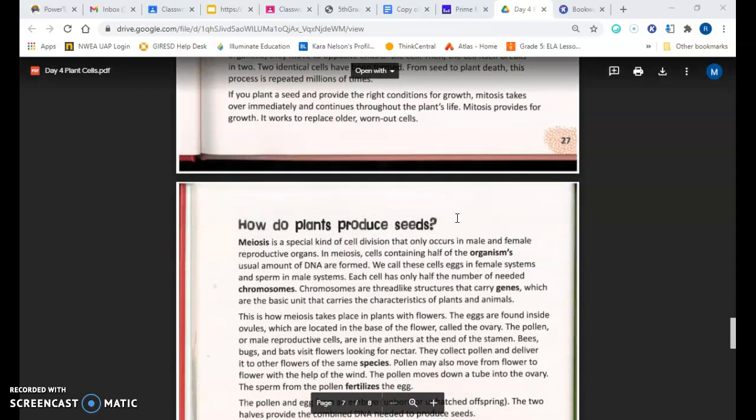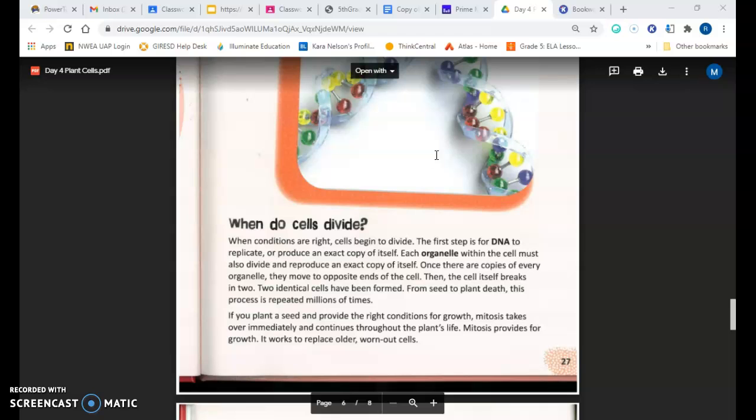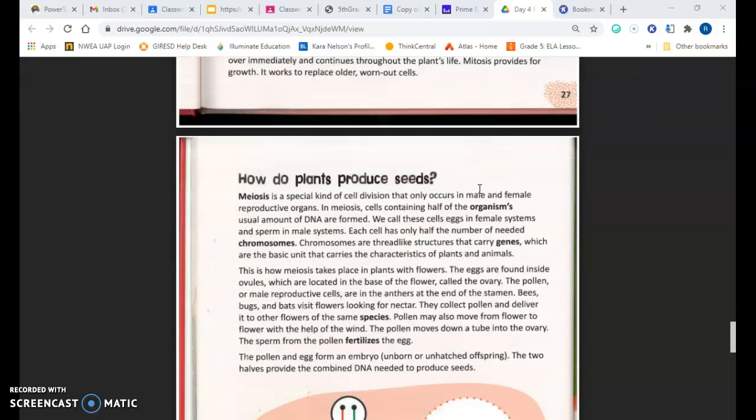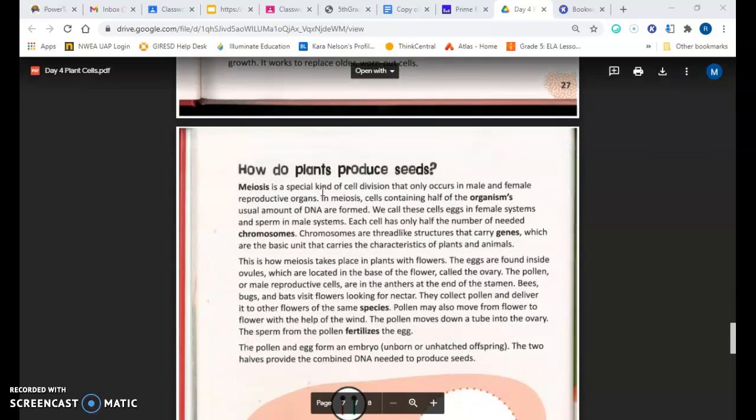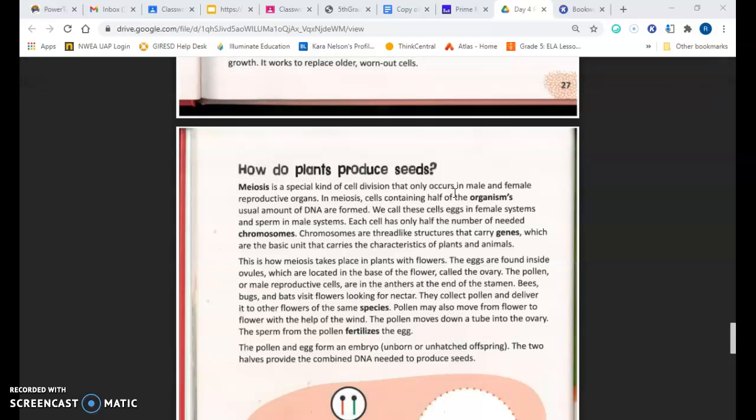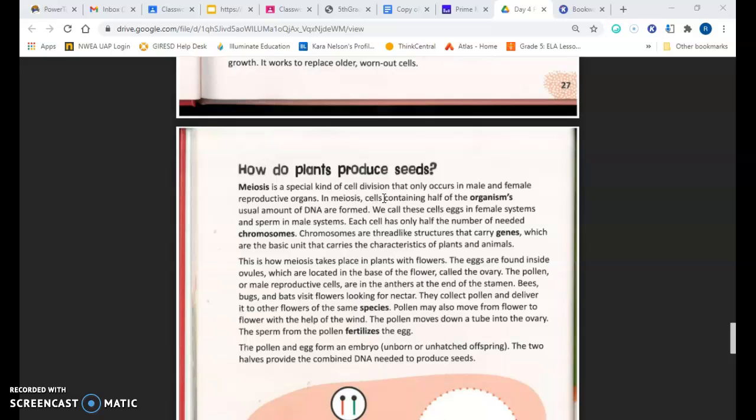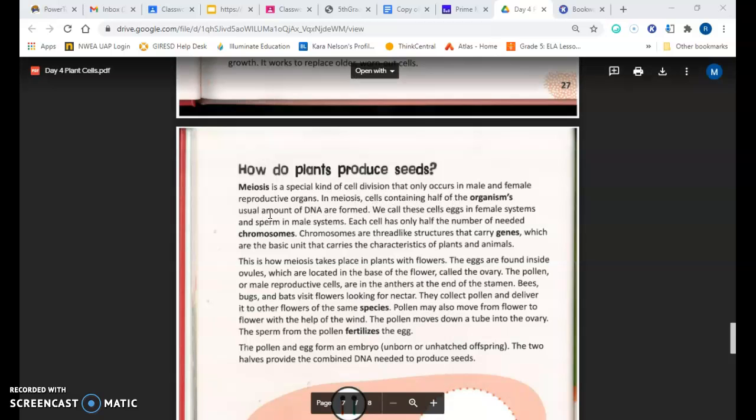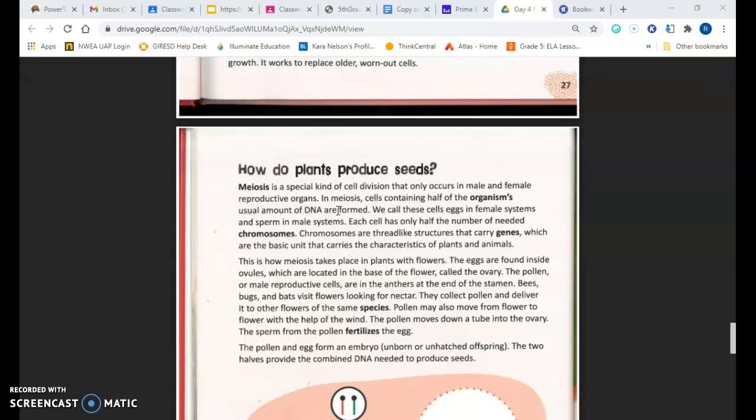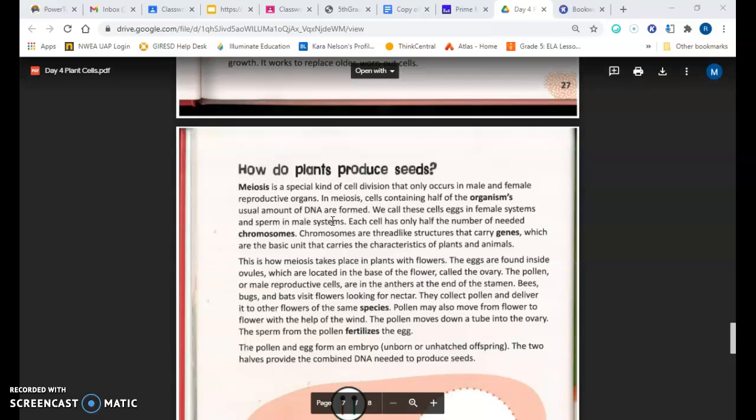So how do plants produce seeds then? Because this is how they grow. How do they get their seeds? So meiosis is a special kind of cell division that only occurs in male and female reproductive organs. In meiosis, cells containing half of the organism's usual amount of DNA are formed. We call these cells eggs in female systems and sperm in male systems.